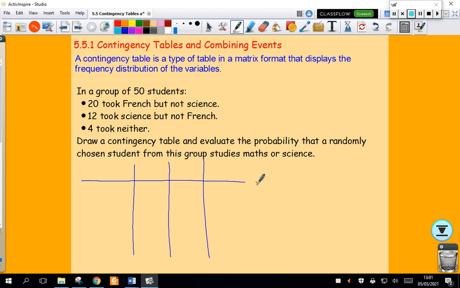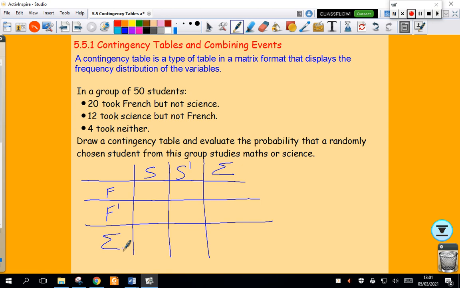I'm just drawing a few vertical lines and a few horizontal lines. My events here: a student takes French, and the complement would be a student does not take French. Up here, a student takes science. The complement would be a student does not take science. At the end of this row, we have our total. At the end of this column, we have our total. There are 50 students in the group, so the total number of students in the whole group is 50.